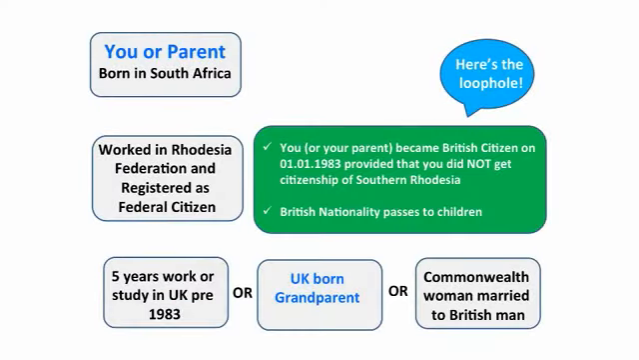So it's quite obvious to see that a person who actually has no connection with the UK at all could have gone to the Federation and worked, registered as a federal citizen, acquired federal citizenship, and later acquired British nationality by not becoming a Southern Rhodesian on dissolution of the Federation.